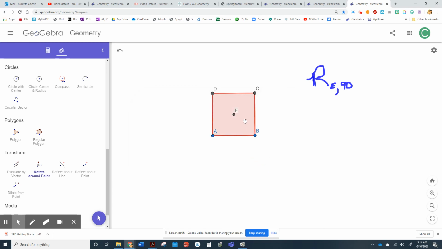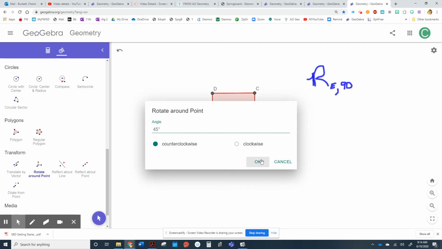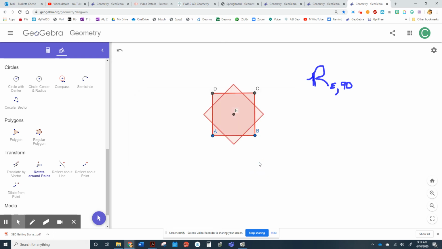And can you even see it? Let's do it again. Let's do this around E, and let's go 45 degrees to make sure that it's actually happening. Okay, so see, it's actually happening. Why can't we see it? Because it's mapping onto itself. I'm surprised that it's not showing us where A prime is. It usually relists something as A prime, but it didn't.